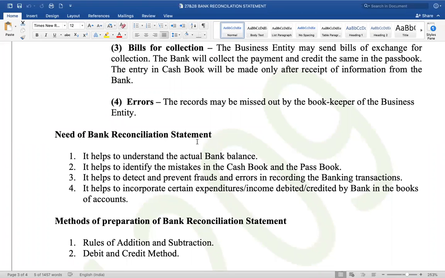Bills for collection. The business entity may send bills of exchange for collection. The bank will collect the payment and credit the same in the passbook. The entry in the cash book will be made only after receipt of information from the bank. Yeah, bills of exchange. You know what is a bill of exchange? Have you ever heard of this bill of exchange?